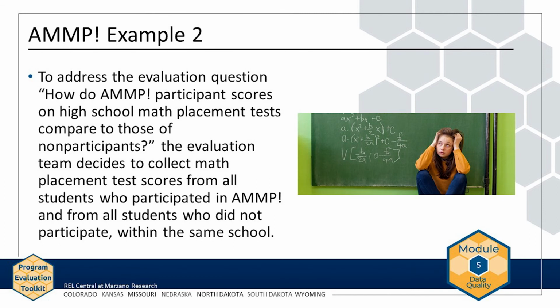To address the evaluation question, how do AMMP participant scores on high school math placement tests compare to those of non-participants? The evaluation team decides to collect math placement test scores from all students who participated in AMMP and from all students who did not participate within the same school. What type of data is the team using?